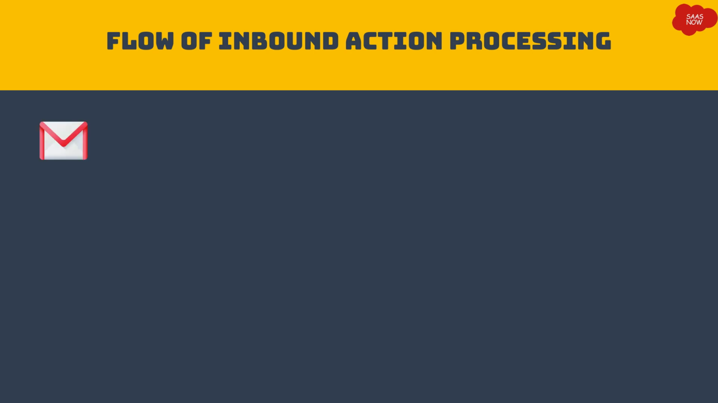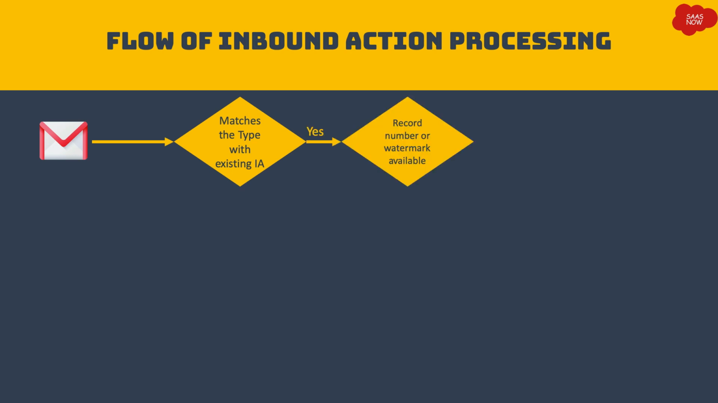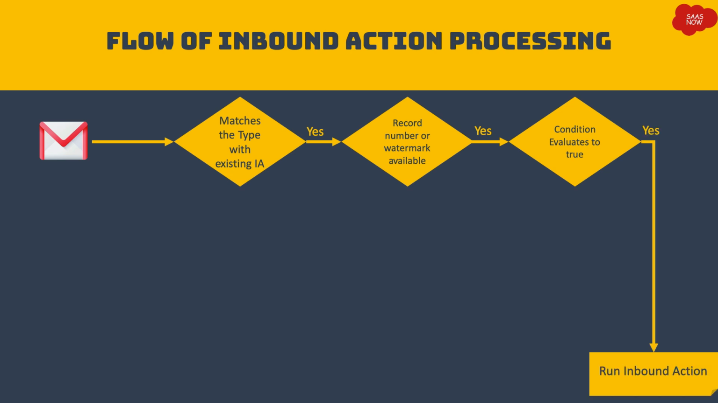Let's say ServiceNow receives an email. It checks if the same type of inbound action exists in the system. Let's say you have created multiple inbound actions, so ServiceNow will check the type. Now, if the answer is yes, then it checks if any record number or watermark is available. If the answer is again yes, then it evaluates the condition mentioned in the inbound action. And if the answer is yes, then it runs the inbound action.